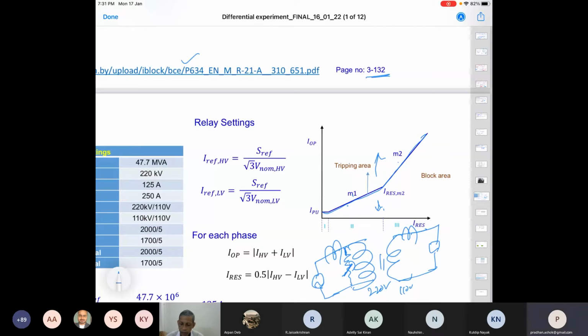Now tell me, this resistance which I am talking about, I am connecting here. So this current will be there, and this current will be there, both in this direction. The point here is whether this is internal or external. Because it is between these two CTs, this is an internal fault situation. So we are emulating an internal fault situation.